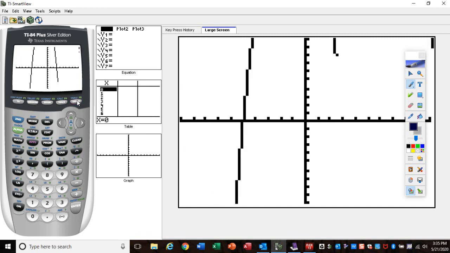Now, where does it cross the x-axis? Look at it carefully. There are no decimals here. It's all going to be nice and even. So negative 1, 2, 3, 4, 5. So negative 5 and 3. See where it crosses at negative 5 and it crosses at 3.